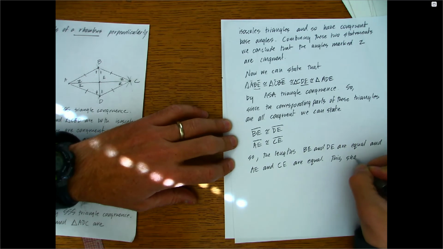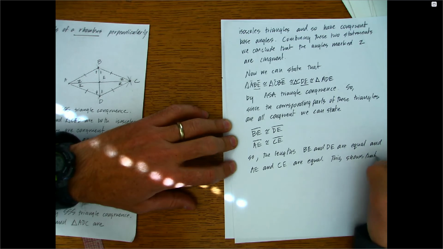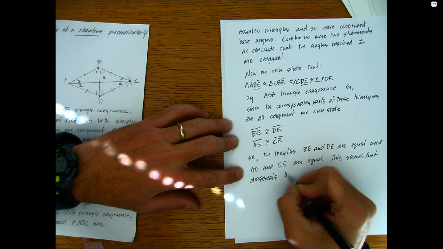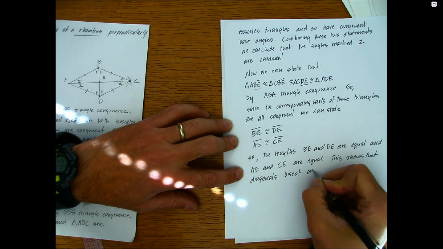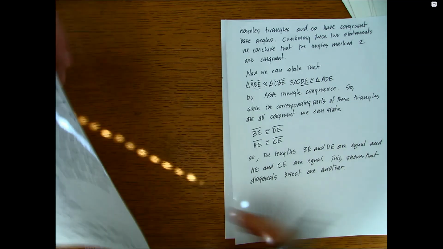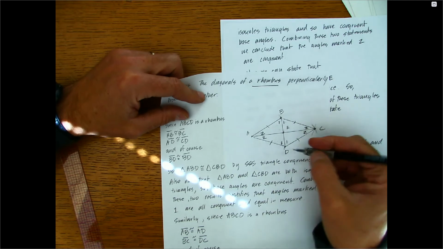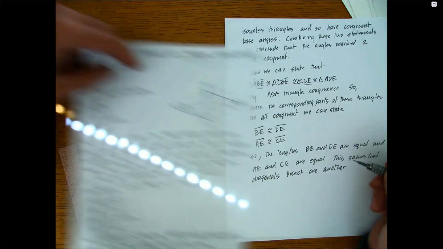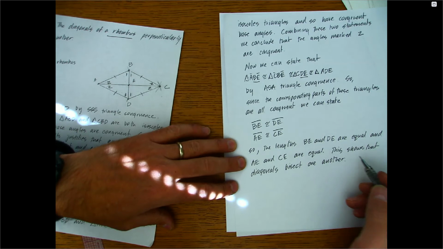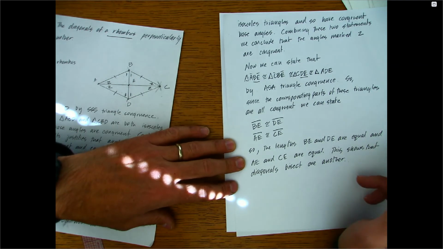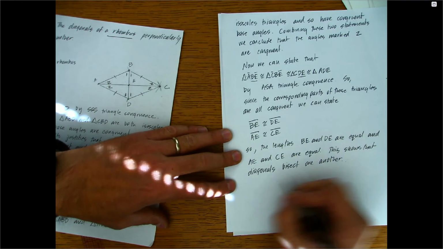This shows that diagonals bisect one another. I mean, that's really what we set out to prove, right? BE would have to be equal in length to ED, and AE equal in length to EC. So we've got the first part, but the second part is a little bit different, right? The second part is that these things perpendicularly bisect one another.